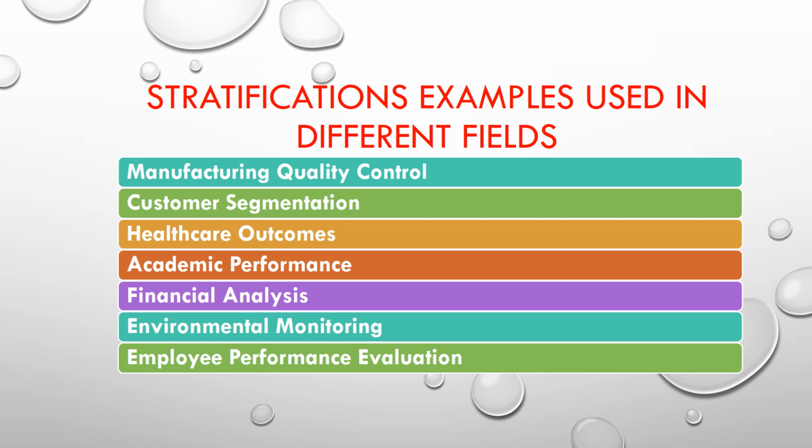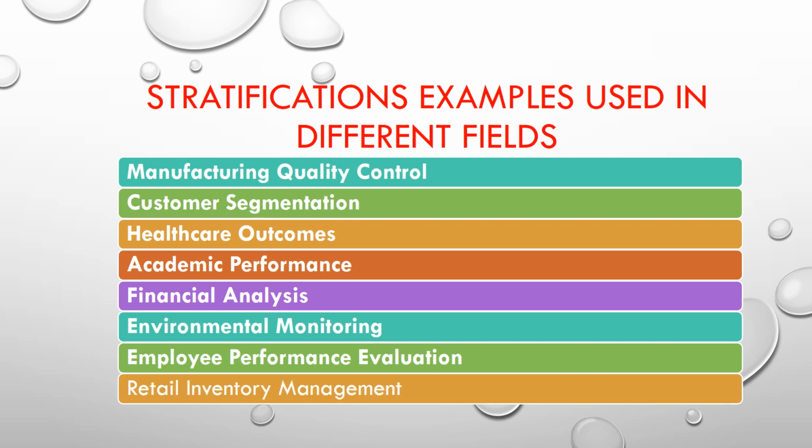It is also used during retail inventory management. Retailers can stratify inventory data based on product categories, sales volume, or seasonal demand. This helps optimize inventory levels and product placements. For example, a store can use stratification to ensure that high-demand products are well-stocked during peak seasons.